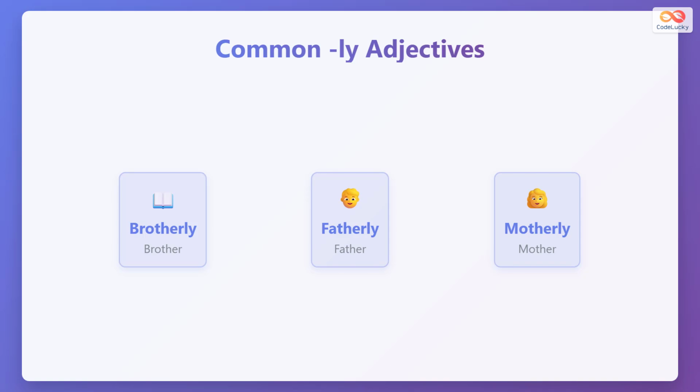Family relationship words often use ly. Brotherly describes brother-like behavior. Fatherly means having father qualities. Motherly describes caring like a mother.